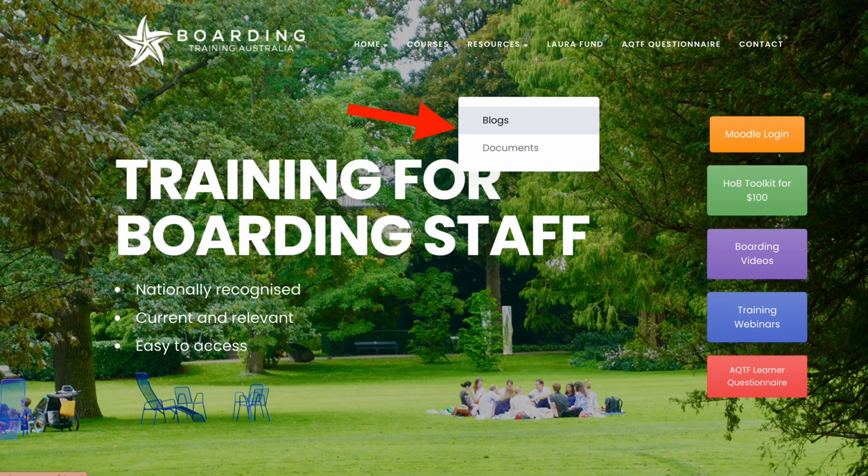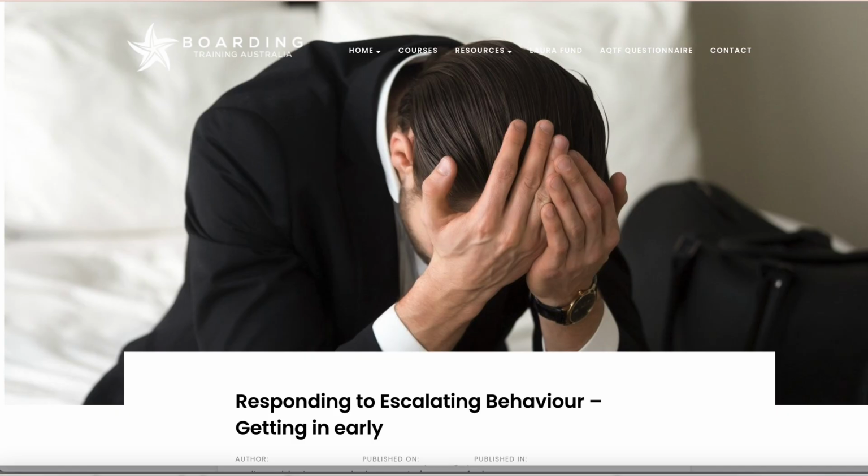Now, there's a lot more in de-escalation, and we've written a whole paper on it. If you want to see this paper, it's on the blog section of the website. And we're also going to be producing a video as well. So responding to escalating behaviour, if you need a lot more detail in this area, then go to that blog.